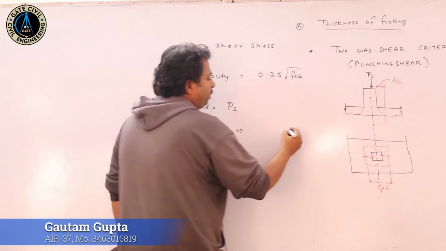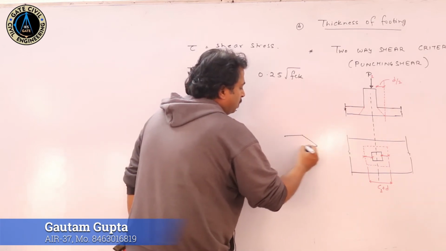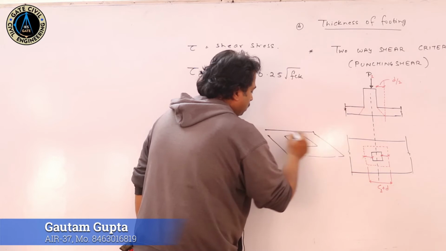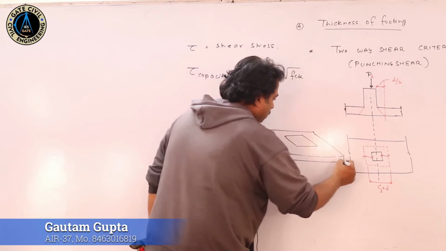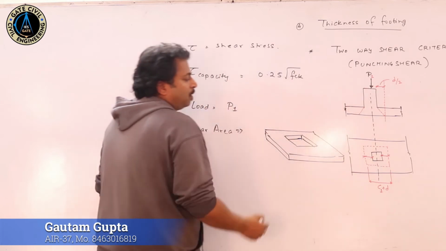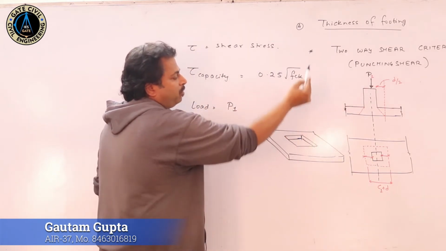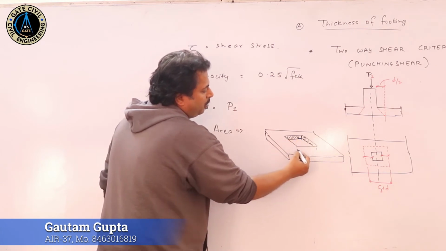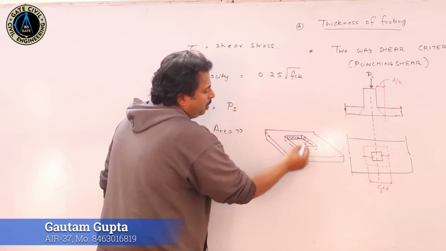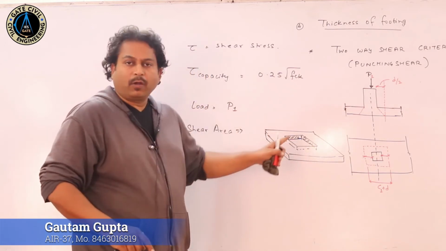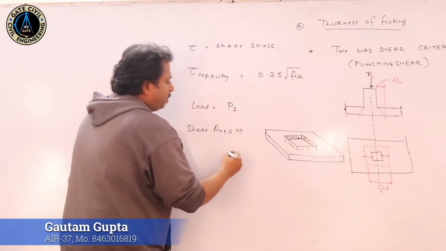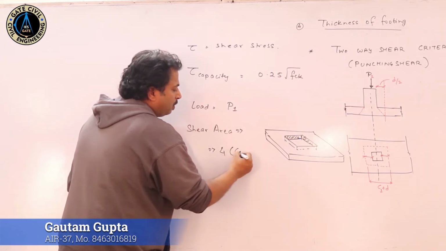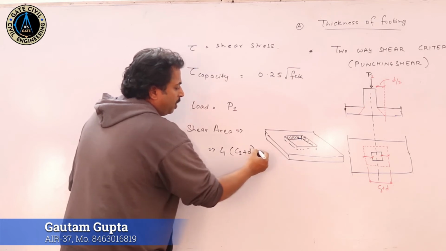Okay, like this is the part that is being broken off due to the punching. So this area, this area, then there might be this area also, this area. So all the area, we can call it as the area of the wall. So this shear area is given as 4 times (C1 plus d) into d.